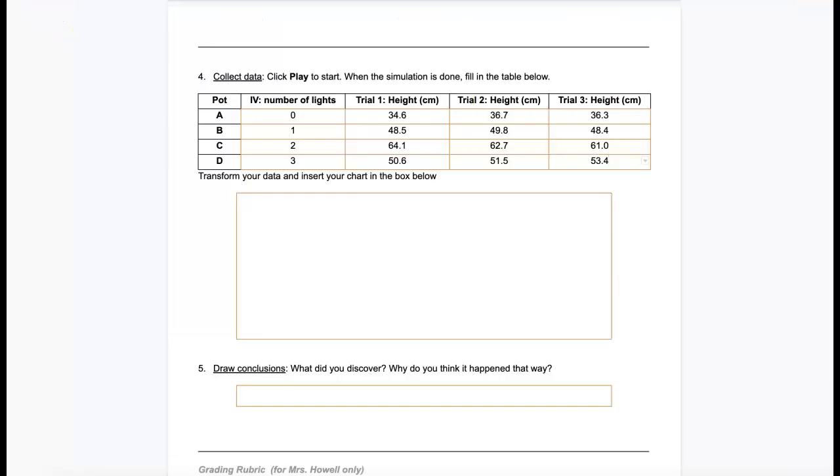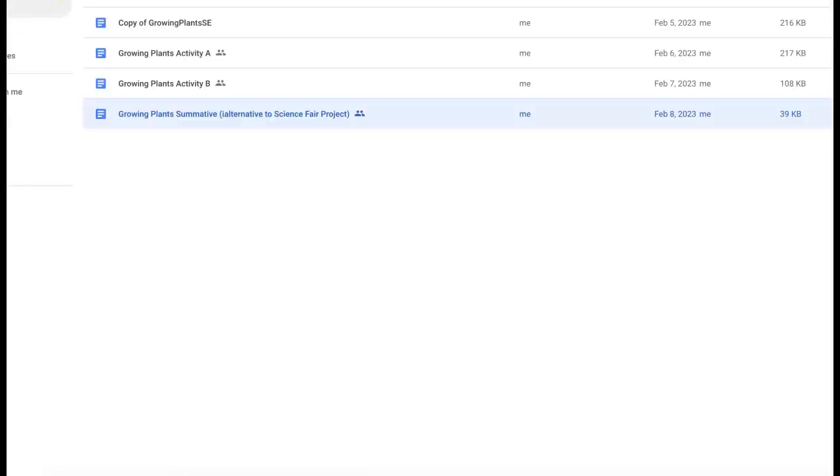So I have collected data from all 4 pots 3 times. So I had my first trial, my second trial, and my third trial. The next step would be creating a bar graph using my data. So I select the last 4 columns. Do not select the pot column. So Control C, and then I open up a Google Sheet.